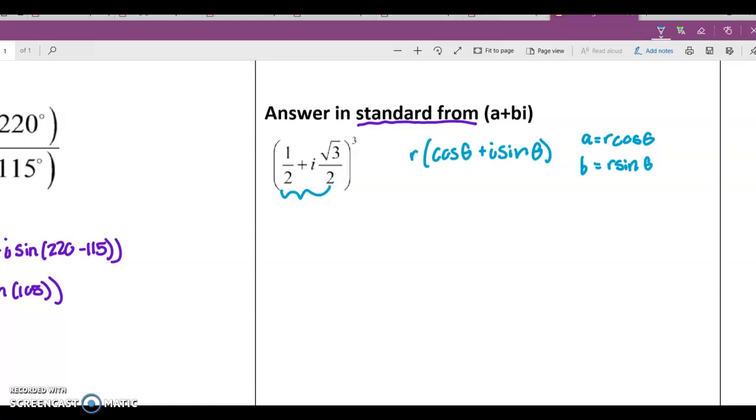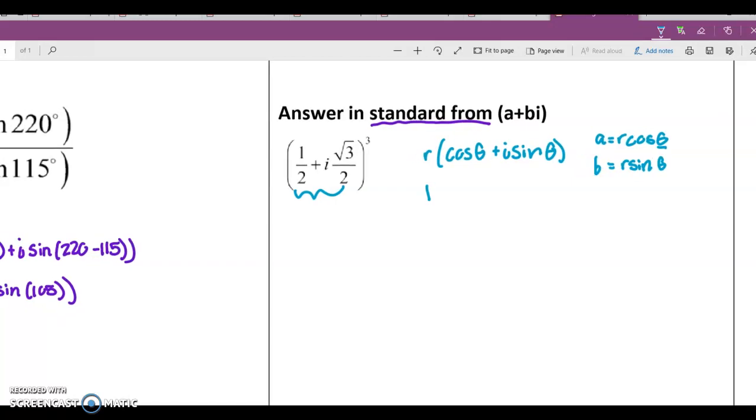So our a value here is 1/2, and our b value is root 3 over 2. The first thing we want to notice is that these are both unit circle values. So there are angles that give us a cosine of 1/2 and a sine of root 3 over 2. That means, since there's no coefficient here, our radius is equal to 1. And then we are looking for a value of theta that gives us a cosine of positive 1/2. Since our sine value is positive, we're looking in quadrant 1.